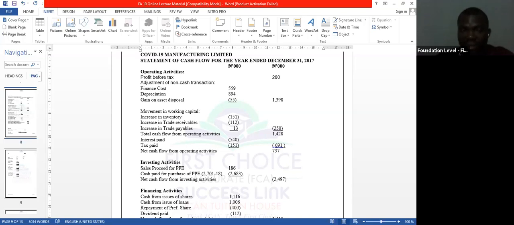from operating activities. After you get your total cash from operating activities, the next thing for you is to find your interest paid and your tax paid. And I said that your interest paid can also be taken to your financing activities. Nobody will penalize you for that.